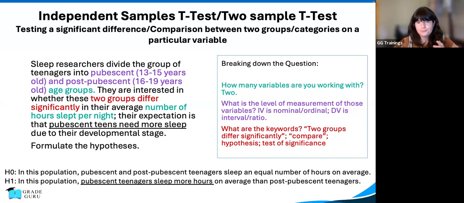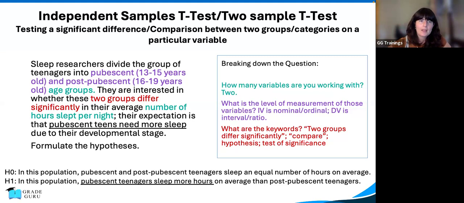But for the sake of it, you've got two variables involved in the t-test. Because you're comparing two categories like Dutch and German, your independent variable has to be categorical. So it has to be nominal or ordinal. Your dependent variable has to be interval or ratio.